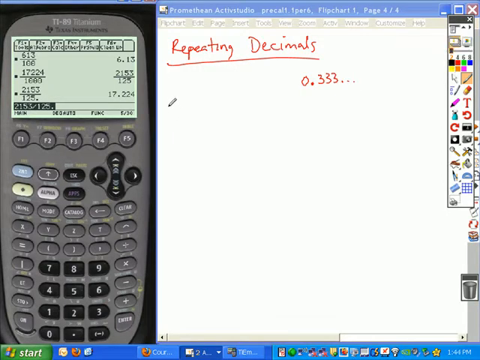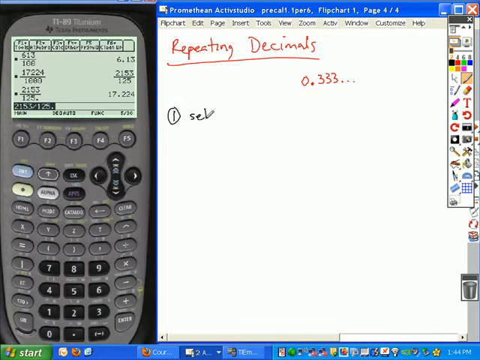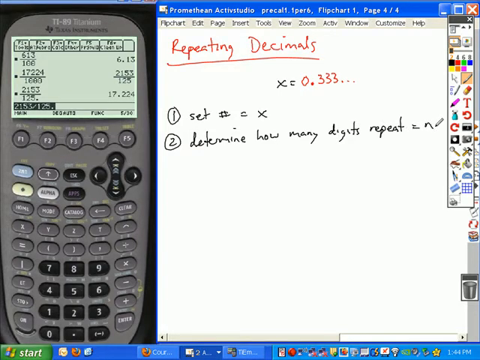All right, step 1 in transforming a repeated decimal into rational form is set the given number equal to x. Once you set this equal to x, you're going to identify how many digits repeat. Once again, that's going to equal n as a reference here. So in this number, how many digits are repeating? There's just one repeating digit.